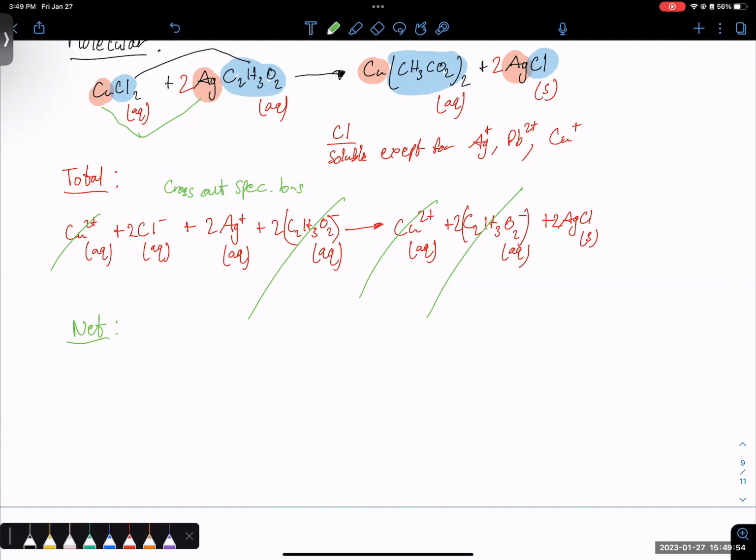So right now our net ionic equation is the stuff we didn't cross out. It's the solid and the stuff we used to make the solid. So what is the net ionic? 2 Cl negative plus 2 Ag positive yields 2 AgCl, solid. But we're done here, right? That's it, final answer.